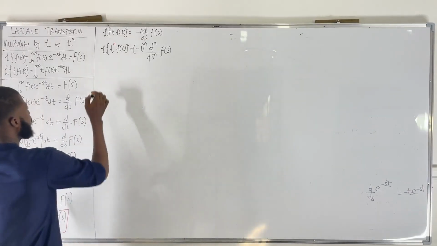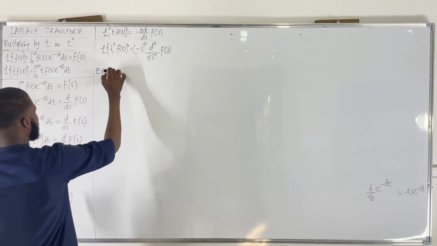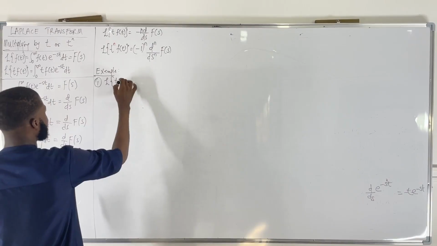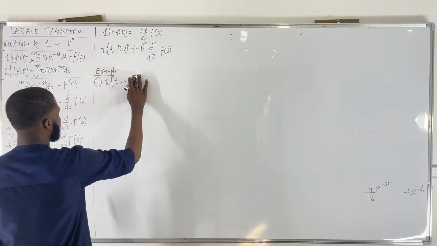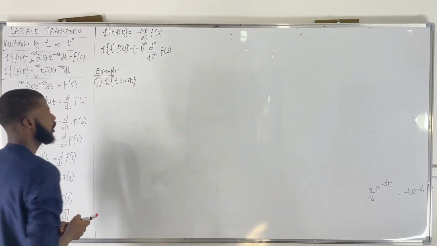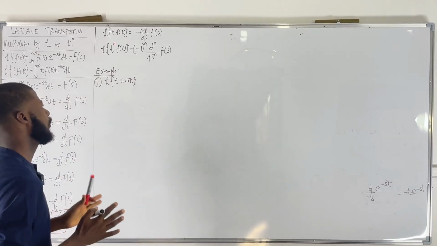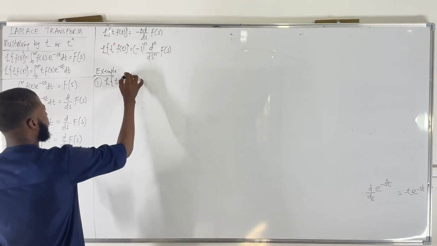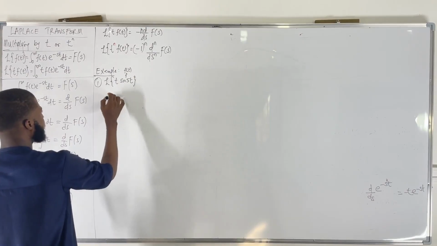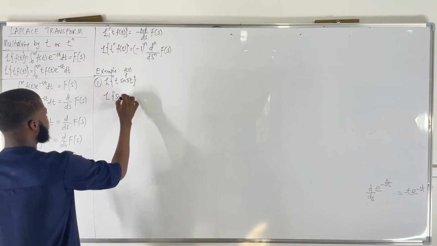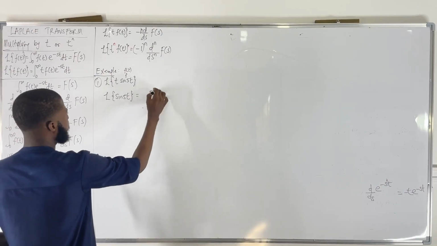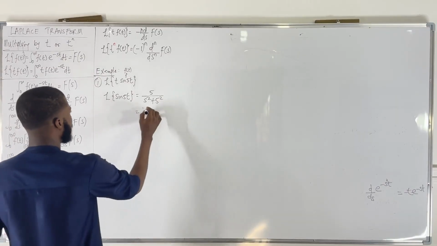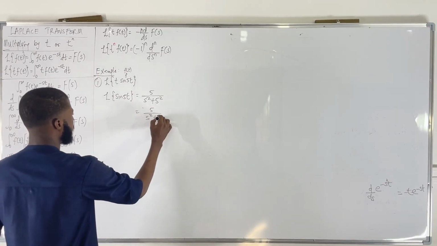Okay, so the examples. So first, we have the Laplace transform of t sine 5t. So this is what we have. Now for this one, the first thing I want to find is f of s. I want to know what f of s would be. So remember that this will be my f of t. So to get the Laplace transform of sine 5t, this will become 5 divided by s squared plus 5 squared. So this will then become 5 divided by s squared plus 25.